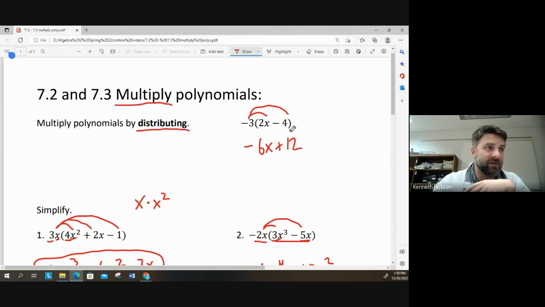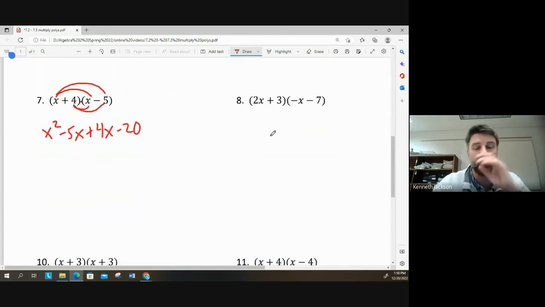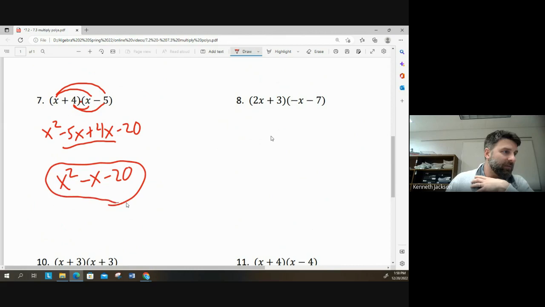It's the same distributing that we did in Algebra 1. All of this distributing is the exact same. I have a set of parentheses with no sign in between, so I have to multiply. After you multiply, we have to see if we have any like terms. Well, these 2 things go together. X squared minus x, negative 5 plus 4 is minus x, minus 20. A trinomial with a degree of 2.